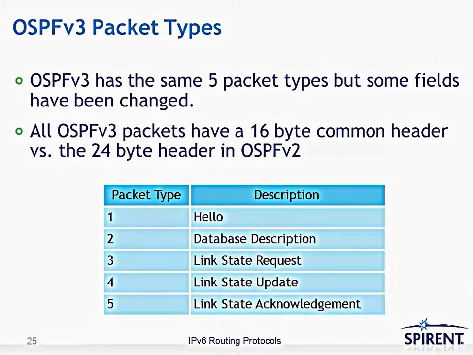So as mentioned on the previous slide, the OSPF version 3 packet types are similar to OSPF version 2, so you have the same 5 packet types, but some fields of course have changed. All OSPF version 3 packets have a 16-byte common header as opposed to the 24-byte common header in OSPF version 2. So it's quite interesting. They managed to come up with a way to shrink the common header. Your packet types, 1 for hello packets, 2 for database descriptions, 3 for link state requests, 4 for link state updates, and 5 for link state acknowledgements, are similar but have a slightly different structure with OSPF version 3 than with OSPF version 2.